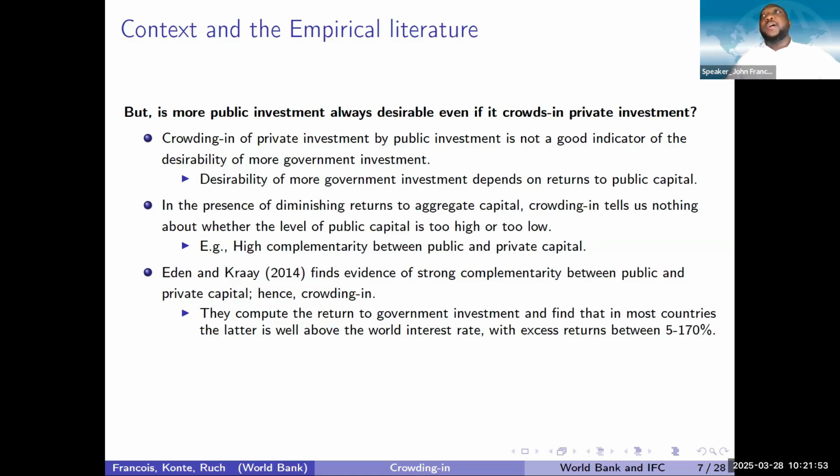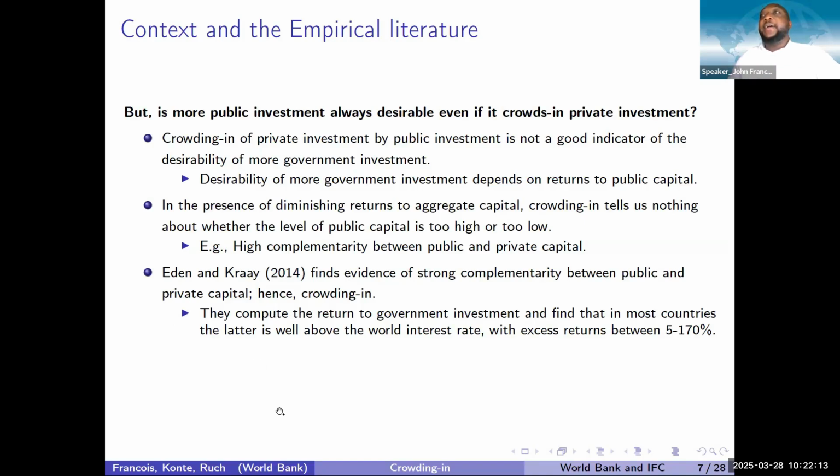To know whether you need more capital or more investment, you have to look at the returns of public capital. Okay. So in the presence of diminishing returns to aggregate capital, crowding in tells us nothing about whether the level of public capital is too high or too low.